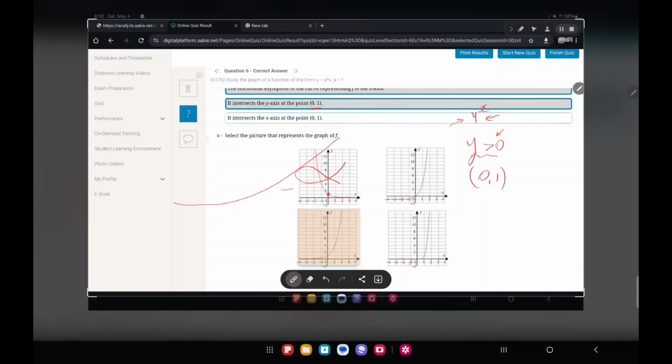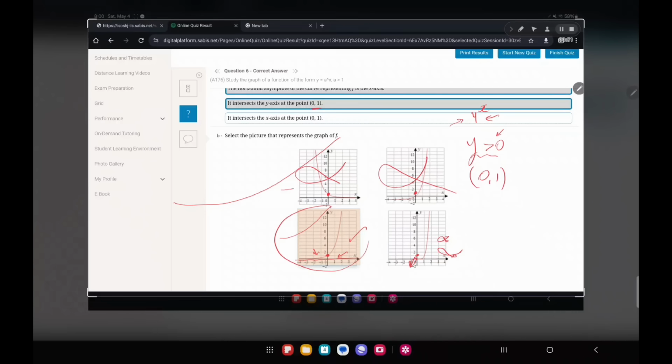The second one. Does it pass through 0, 1? This point, 0, 1, right? Does it pass through it? It doesn't. This one here passes through 0, 1, it's increasing, and it's always greater than 0. You see, it's above y equals 0. So it should be this one. And let's check the last one just to make sure. It doesn't pass through 0, 1, and it goes under y equals 0, so that's also wrong.